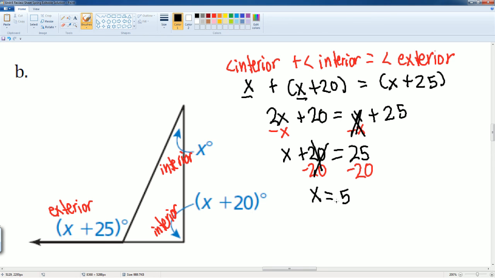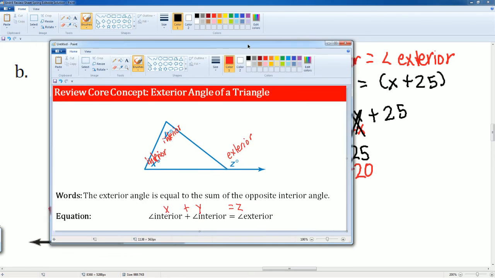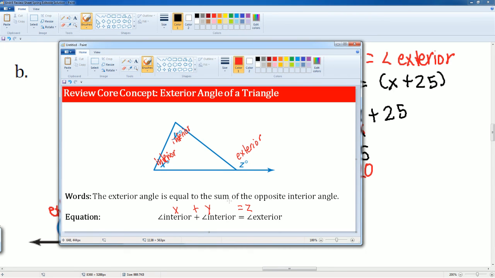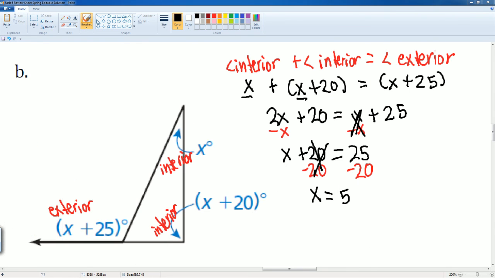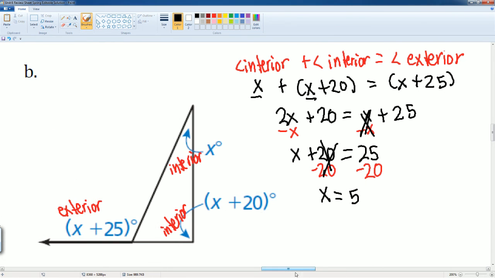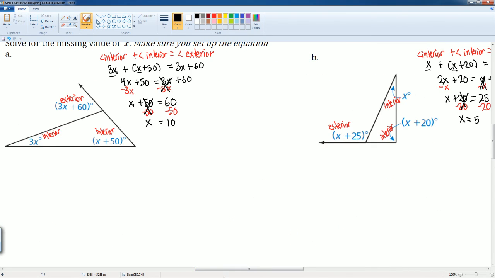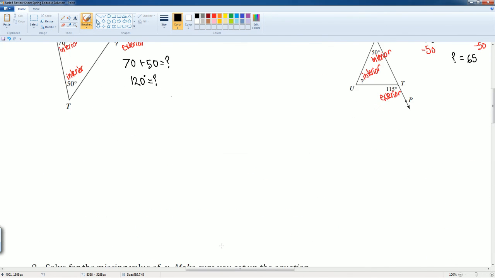There you go. So notice, you have to remember this core concept. This core concept relates the exterior angles to the interior angles within a triangle. Right? So there you go. Those are your solutions for numbers 7 and 8.